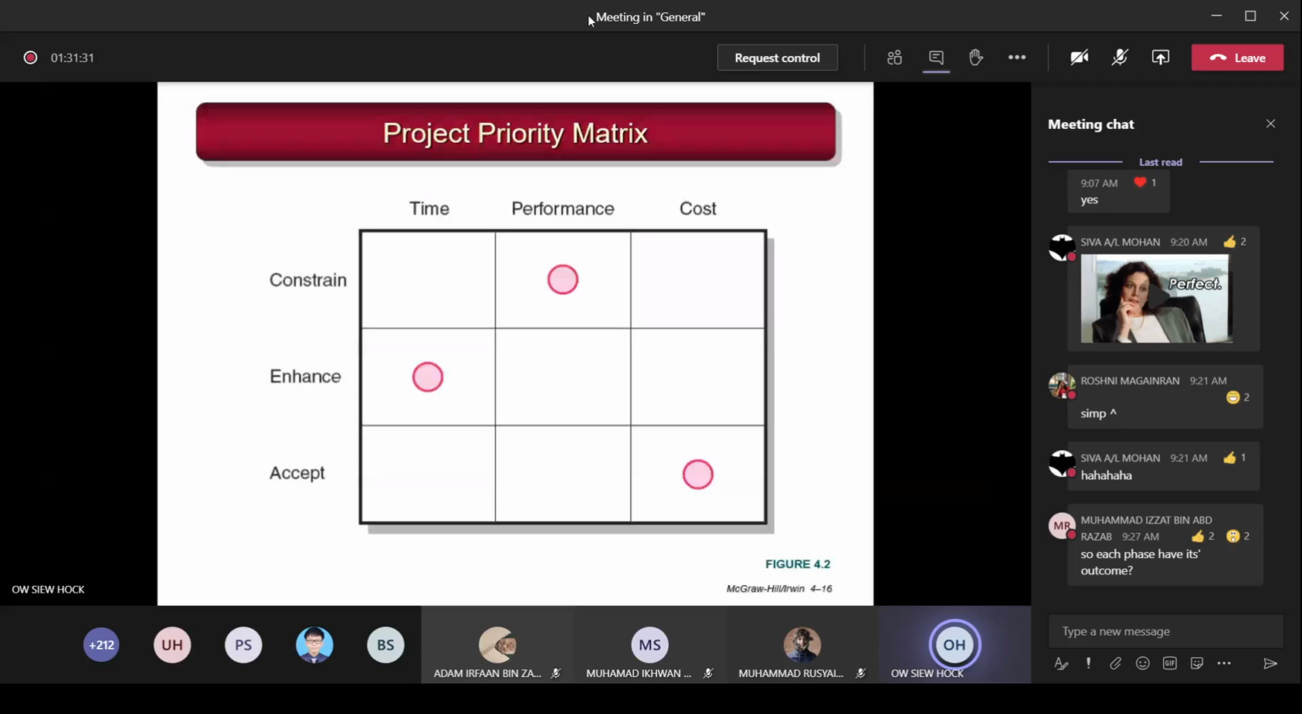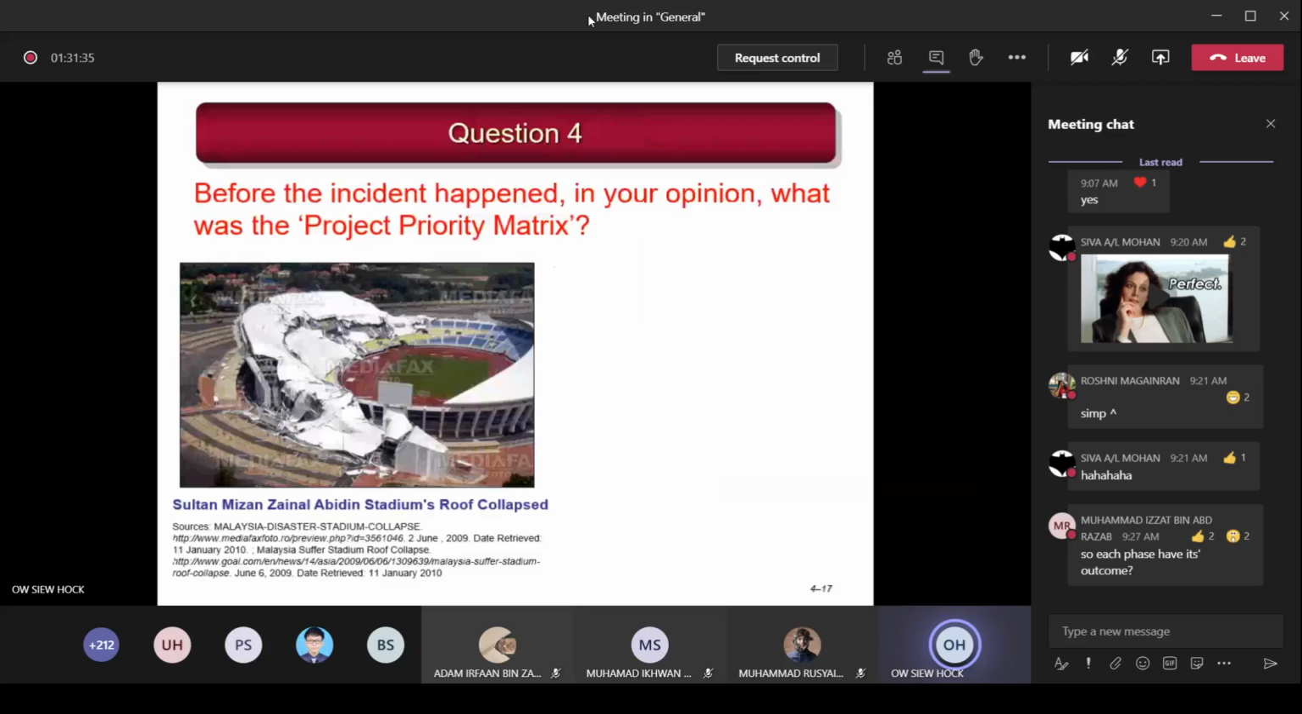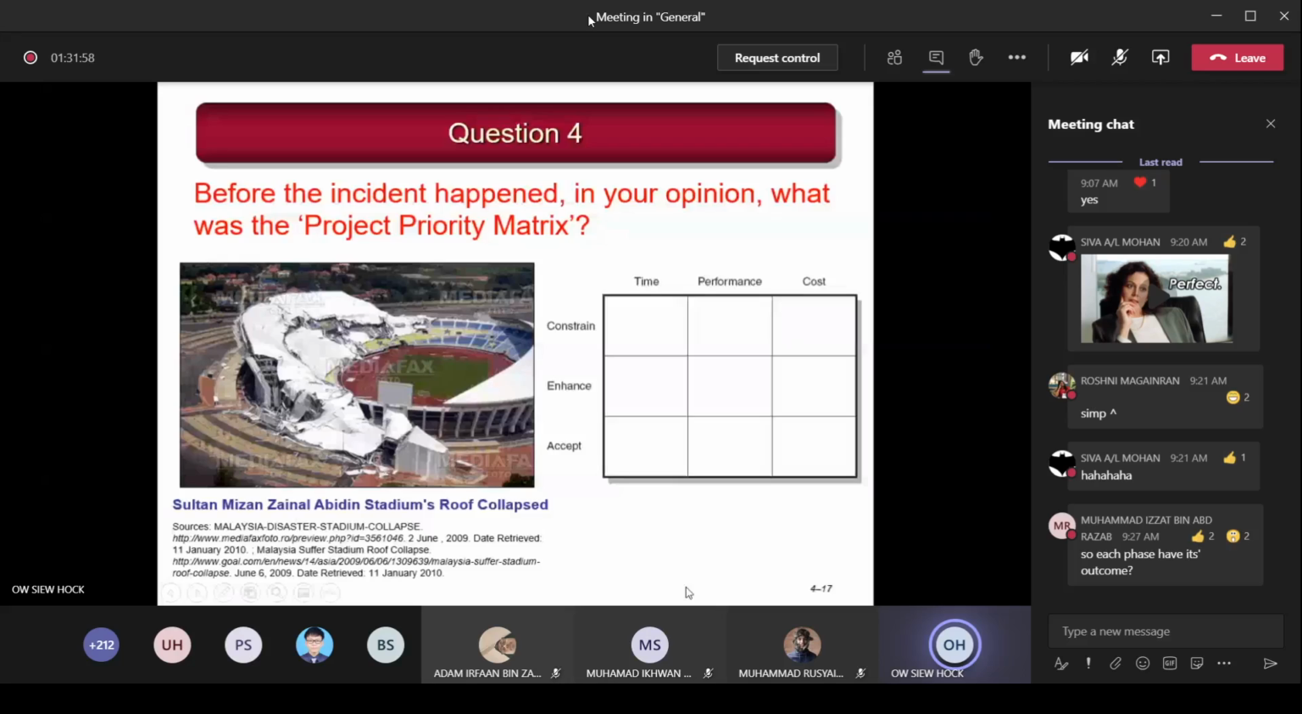Okay, let's do a question now. Question 4 here. Before this incident happened, in your opinion, what was the project priority matrix? What do you think? This one is from Terengganu, Sultan Mizan Zainal Abidin Stadium, the roof collapsed. Anyone from Terengganu will know this incident. The roof collapsed. What do you think should be in this time, performance, and cost constraint here?